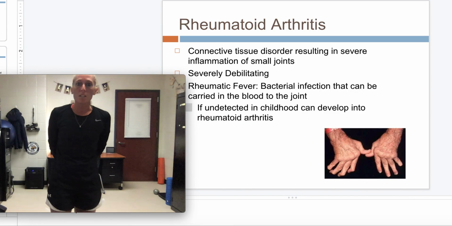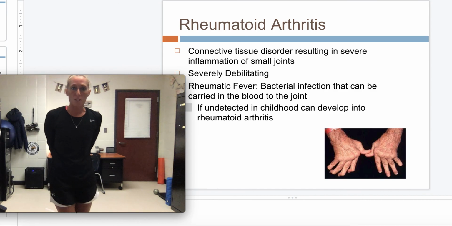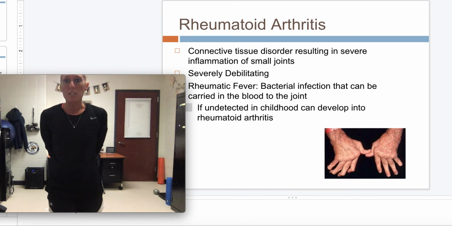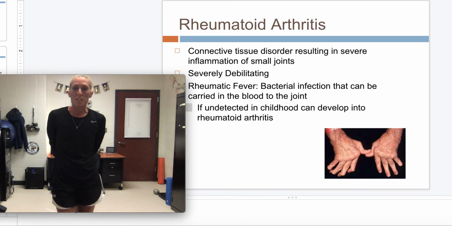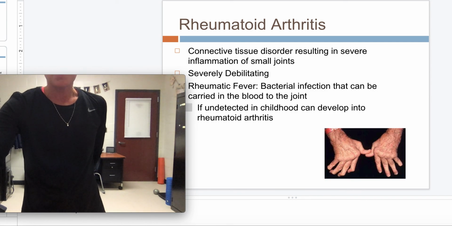Rheumatoid arthritis is a connective tissue disorder resulting in severe inflammation of small joints. It is severely debilitating, like I just mentioned. Rheumatic fever is a bacterial infection that can be carried in the blood to the joints, which can cause rheumatoid arthritis. If undetected in childhood, this can develop into rheumatoid arthritis.